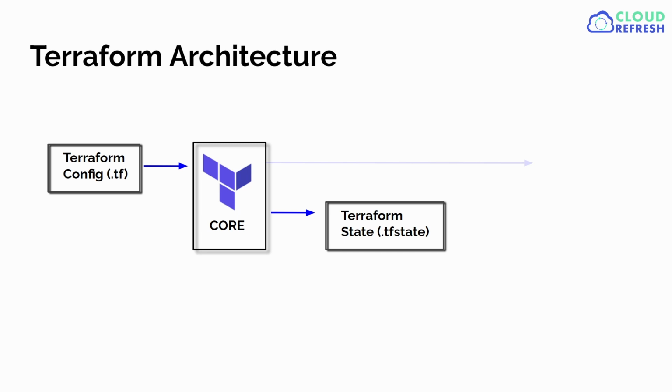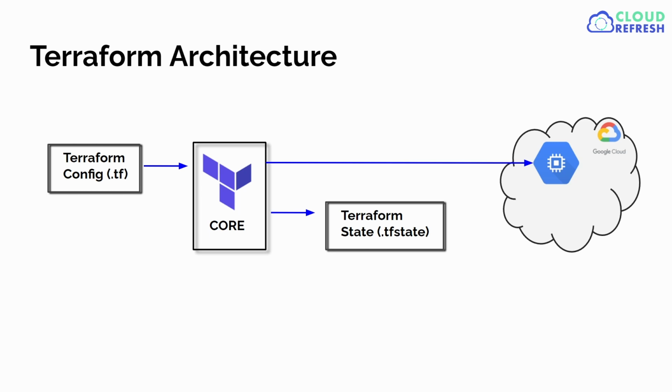a Terraform State file. The Terraform State file has all the information regarding what infrastructure components this configuration file has defined and where it is going to create them. And once the state file is created, Terraform Core then communicates with the cloud provider to create those infrastructure components. In this case, I'm creating a virtual machine in Google Cloud.